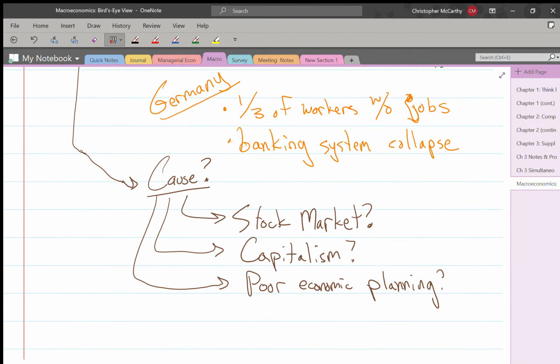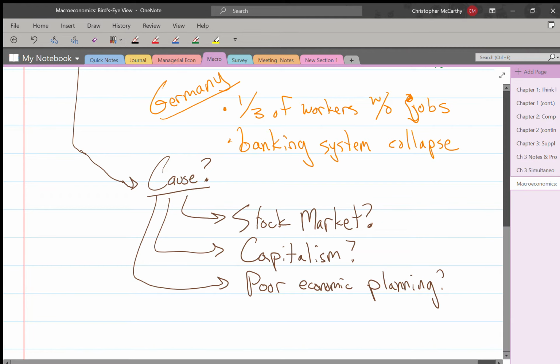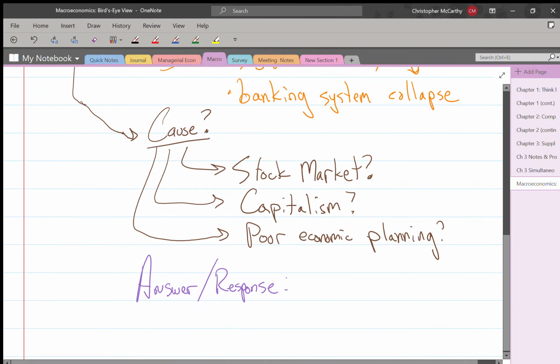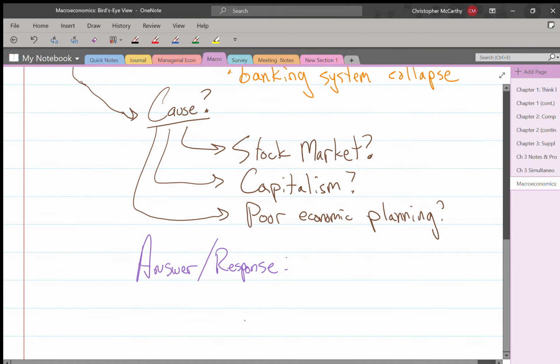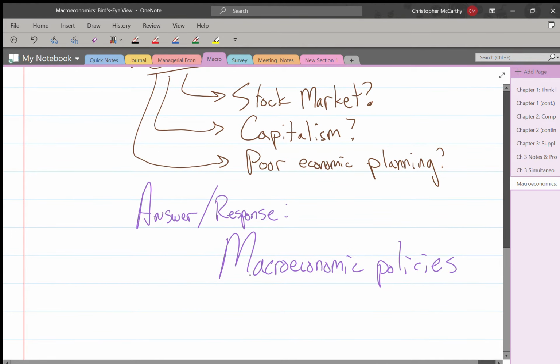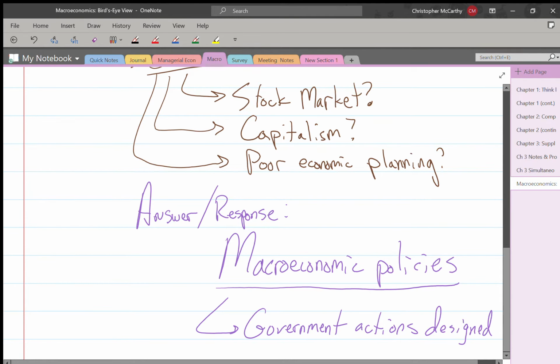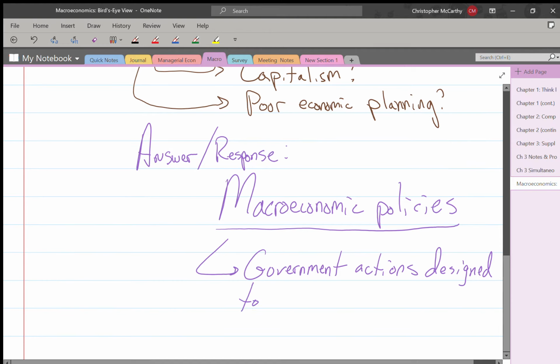So again, this was the birth of economics, the birth of macroeconomics, right? So the answer, or the response, was actually that it was bad macroeconomic policies. Or lack thereof. And what are these macroeconomic policies? These are government actions designed to affect the performance of the economy as a whole.